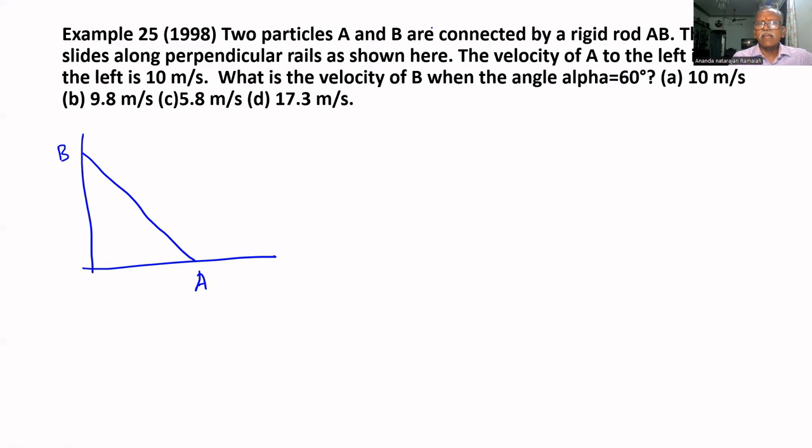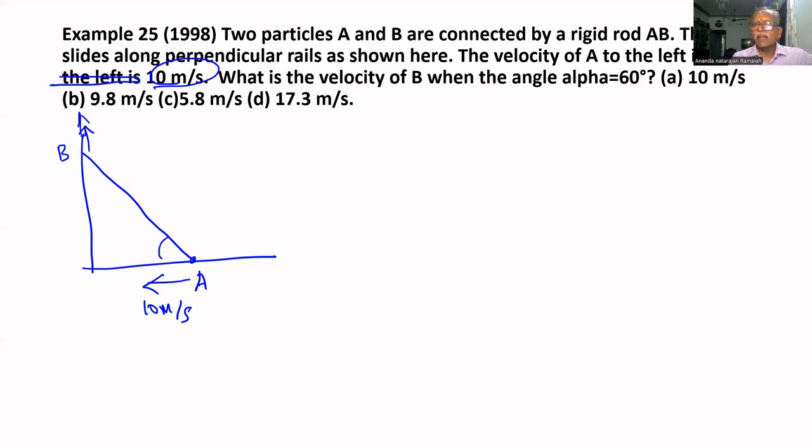Two particles A and B are connected by a rigid rod AB. The rod slides along the perpendicular rails as shown here. This is the perpendicular rail. Let us assume this rod is moving upward. The velocity of A to the left is 10 meters per second. What is the velocity of B when the angle is 60 degrees?